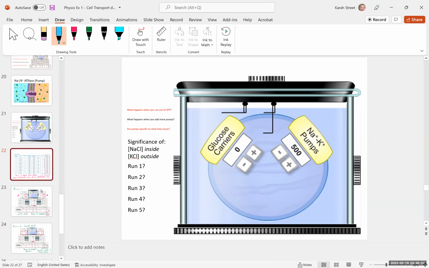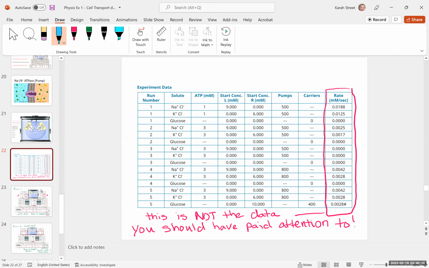The data you collected probably looks like this. And you can again see that we did 5 independent runs: 1, 2, 3, 4, 5. And you collected your data, and your data came out in a chart like this, where the very last column gave us the rate of movement in millimolar per second. This data is totally useless. This table is completely useless. It does not show you what you should have seen.